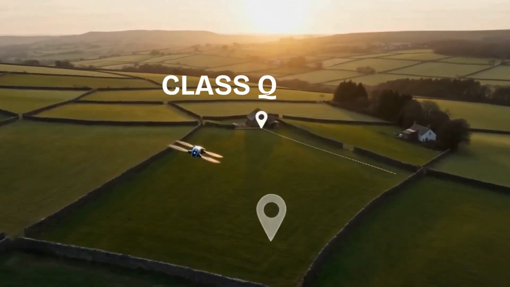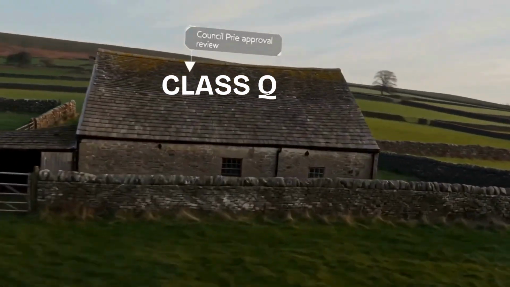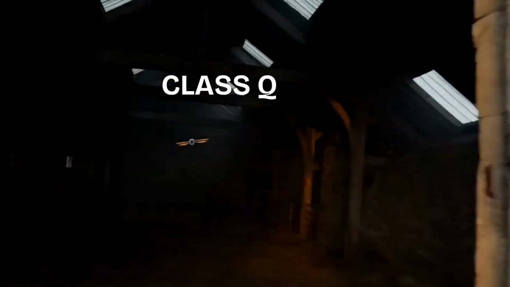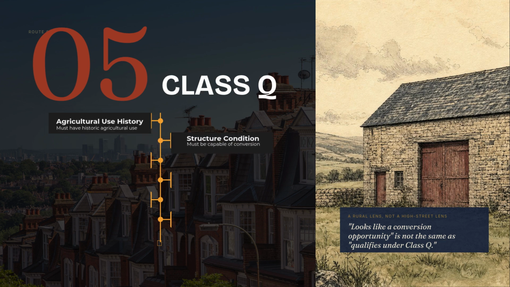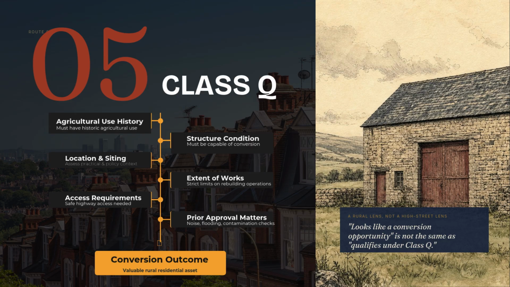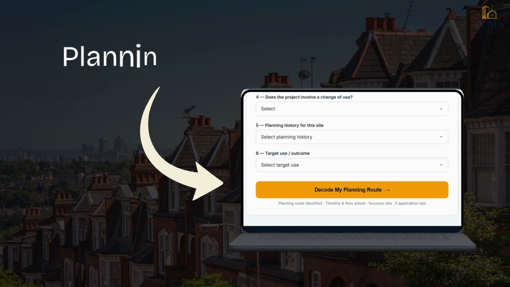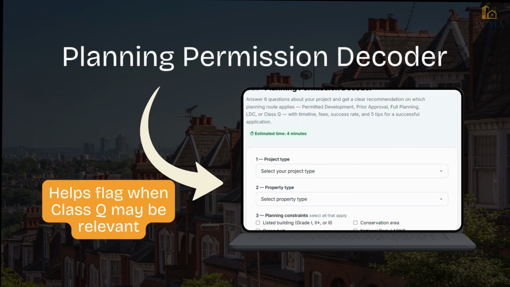Class Q can allow certain agricultural buildings to be converted into residential use, subject to strict conditions and prior approval. This route can create significant value, but it is also highly technical. The agricultural use history matters. The structure matters. The building's location matters. The extent of works matters, and the council will still assess relevant prior approval matters. A barn or rural building may look like a conversion opportunity, but that does not mean it qualifies. The Planning Permission Decoder helps flag when Class Q may be relevant, so the project can be assessed through the correct lens from the start.